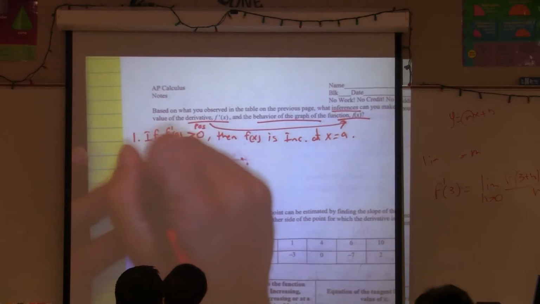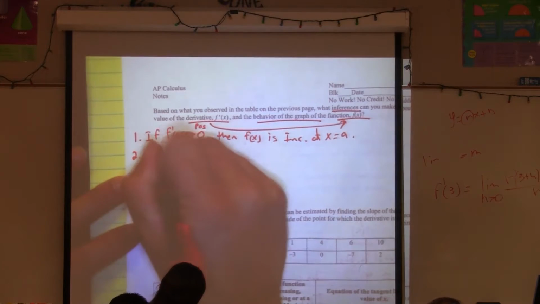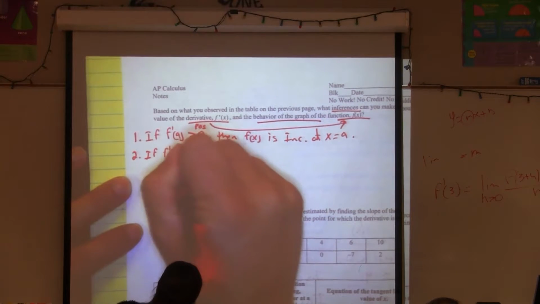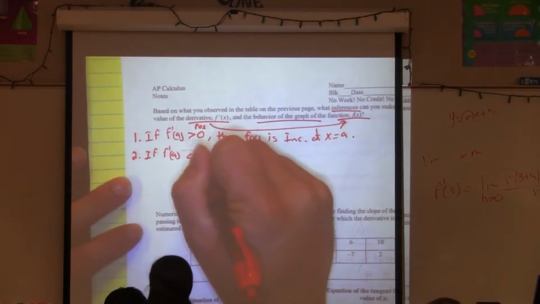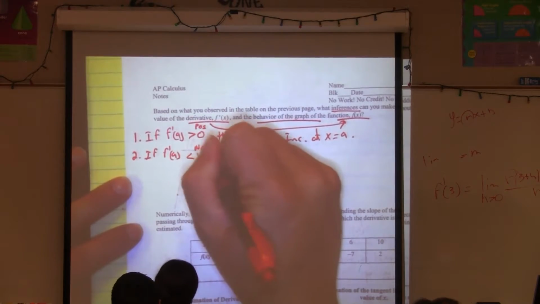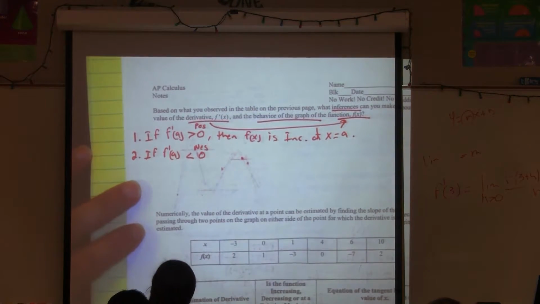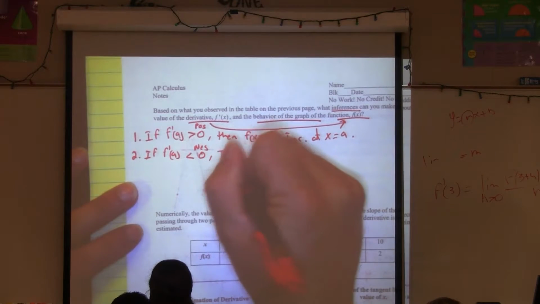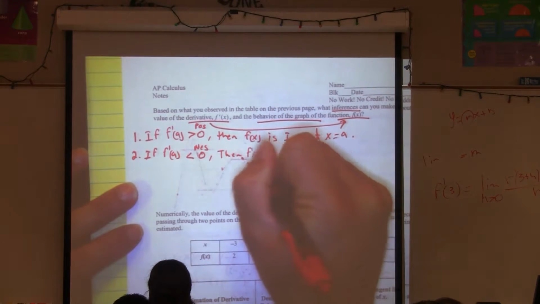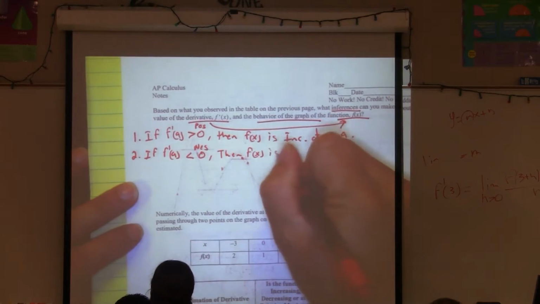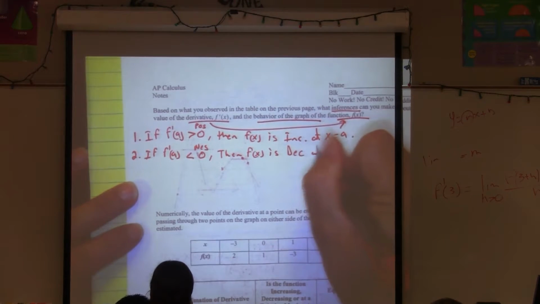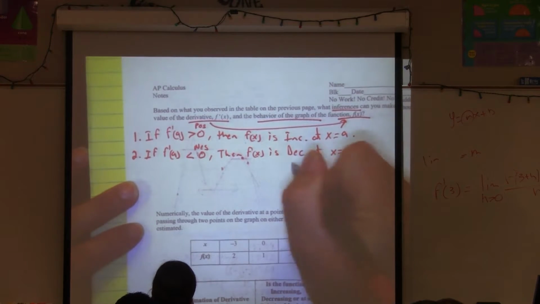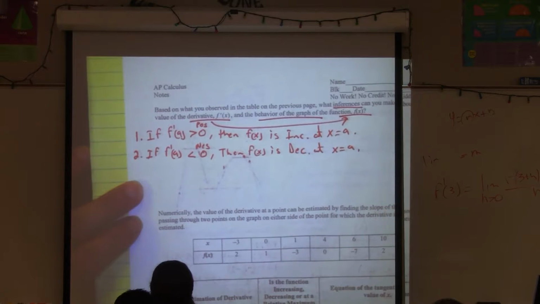Understand? Right. The second thing we figured out was if the derivative was less than 0, meaning it's negative, then what was happening to the graph? Very good, it was decreasing at that particular value. Yes?